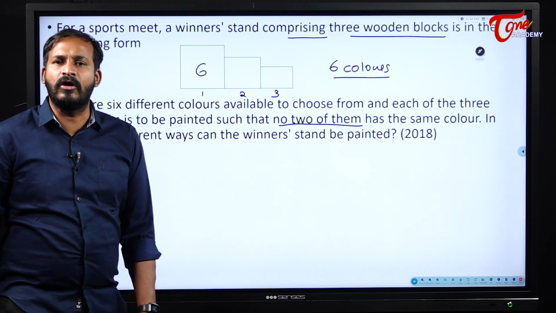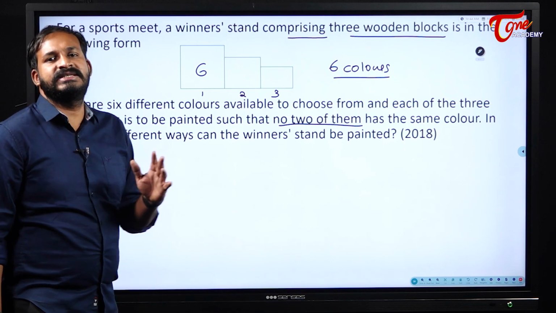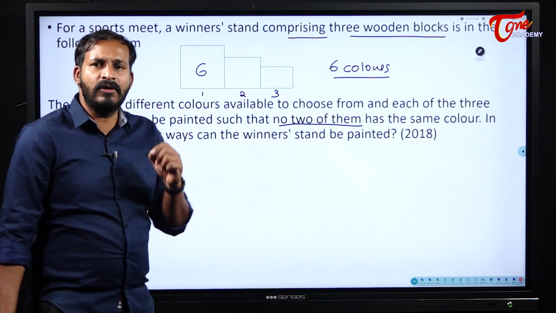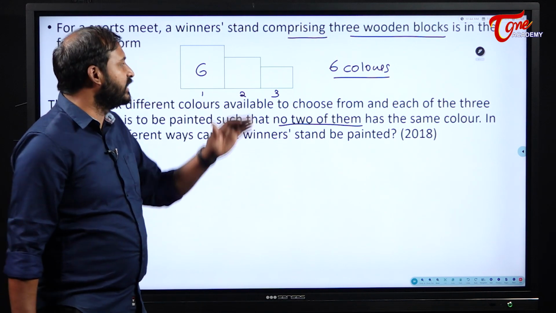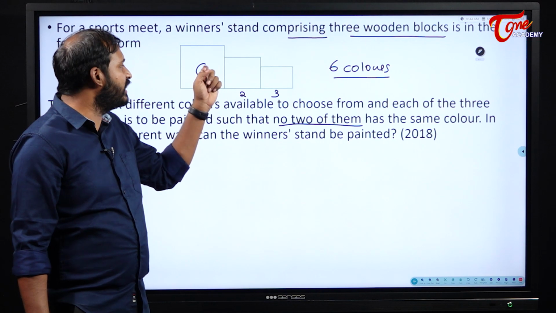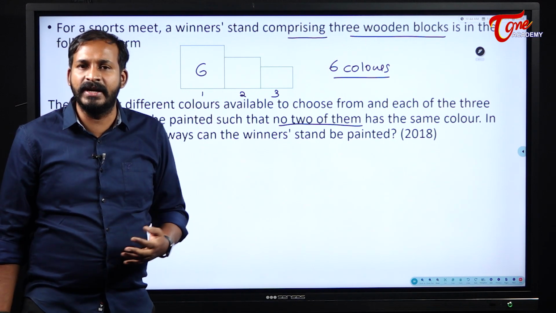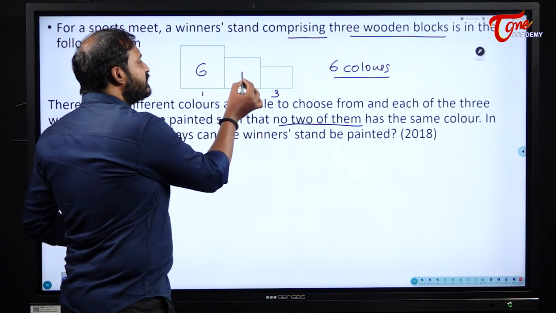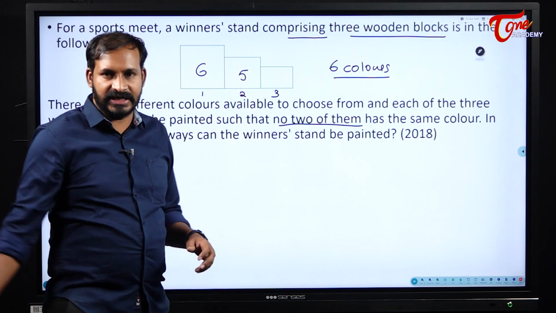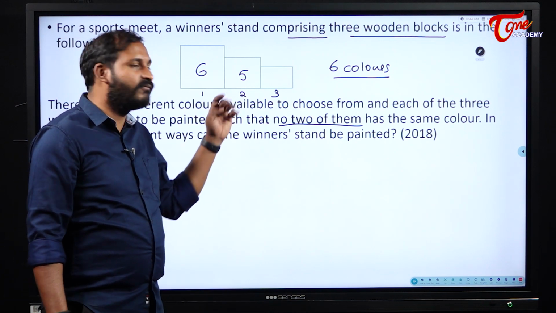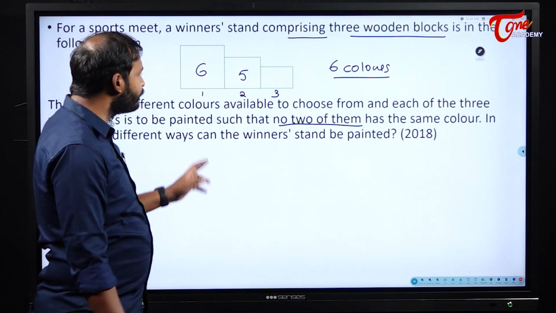So for the first block, how many chances will I have here? 6 chances. For the first block, I will have 6 chances. For the second block, how many chances will I have here? See, out of 6 colors, already 1 color was filled in the first block, right? So I will be left with how many colors? 5 colors. The reason is I cannot use the same color once again. And now I will be left with how many chances for my second block? 5 chances. Okay, good, super.